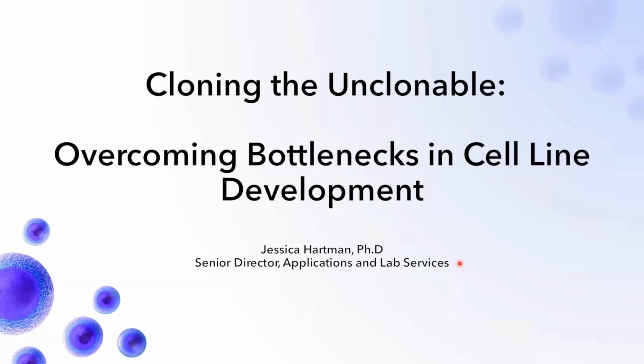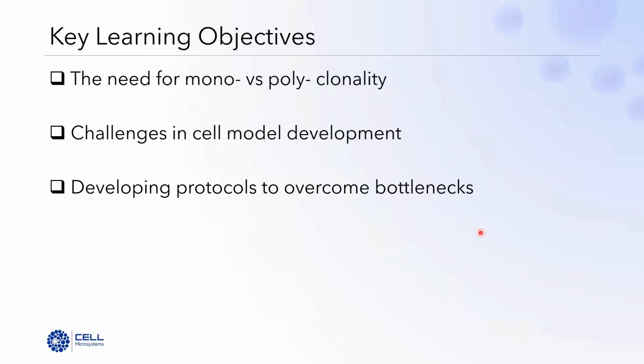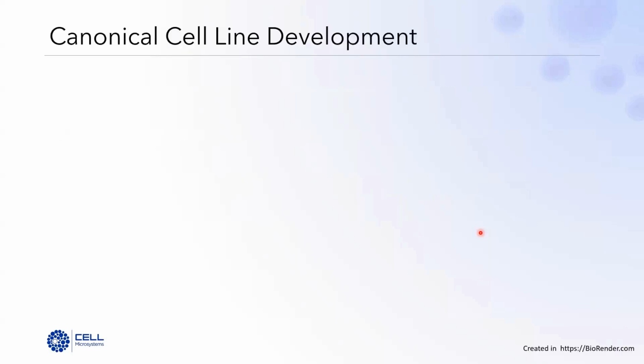I'd also like to thank you all for joining me today to learn about some of the work that we've been doing to clone the unclonable and overcome bottlenecks in cell line development. So in today's webinar, what I'm hoping you'll take away from our conversation is a few key points that I've highlighted here. We're going to spend a brief time discussing cell line development and the need for mono versus polyclonality in your cell line of choice. We'll talk about some of the challenges in cell line model development, and then ultimately how we have been developing protocols to overcome these bottlenecks in our lab and in yours.